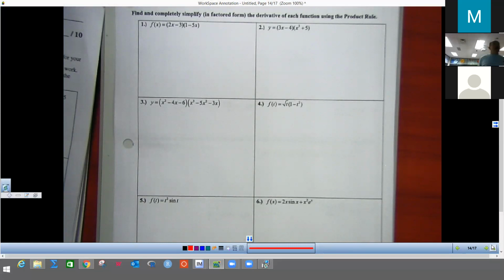Yeah, this is product rule and quotient rule. Pretty big deal that you know these. These are going to be on the AP test in different places.